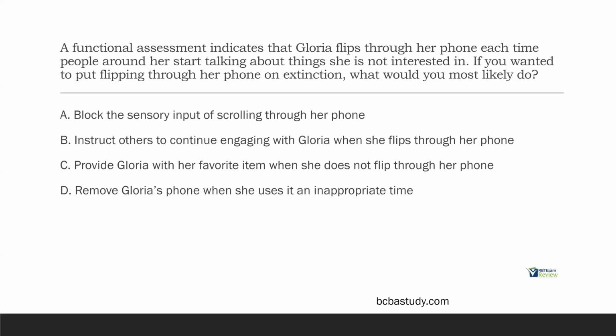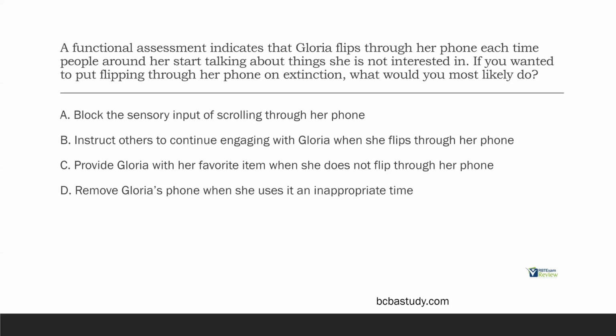A, block the sensory input of scrolling through her phone. Is this an automatic or sensory behavior? It is not. There's another party involved. B, instruct others to continue engaging with Gloria when she flips through her phone. Yes, what are we doing here? We're preventing Gloria's escape. Telling others, when Gloria starts flipping through her phone, continue engaging. Do not allow her to get out of the conversation. We're withholding the reinforcement of escaping conversation. C, provide Gloria with her favorite item when she does not flip through her phone.